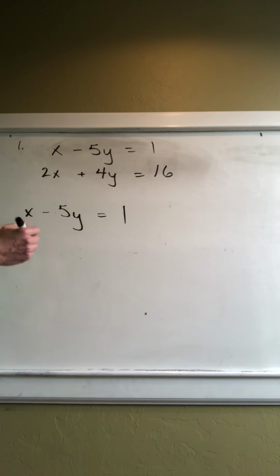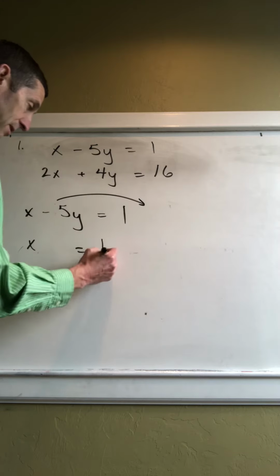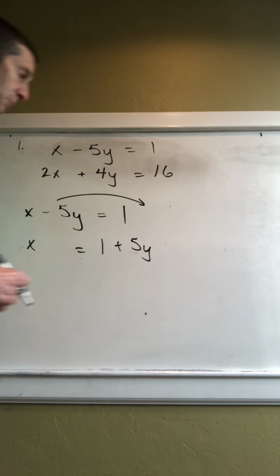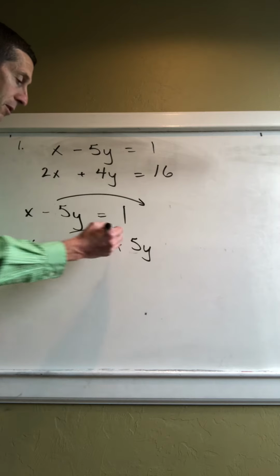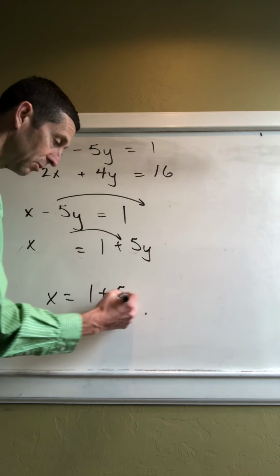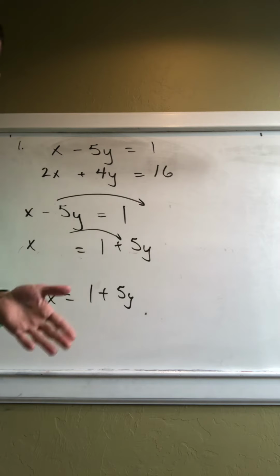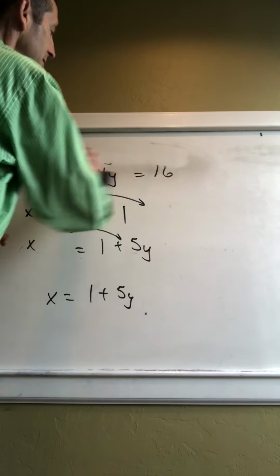So all that involves for the x to be by himself is to grab this 5y and move him over here. It was -5y. When he moves over, he becomes +5y. So your x is equal to 1 plus 5y. So you picked out the easy letter, and you've now got him all by himself. Easy letter, all by himself.